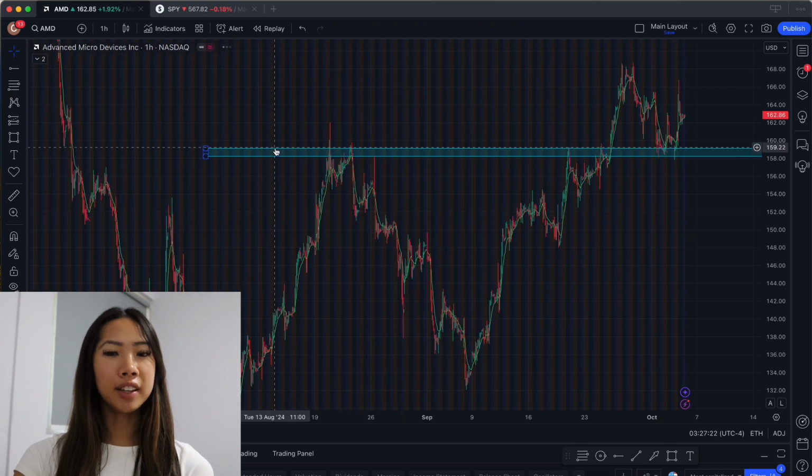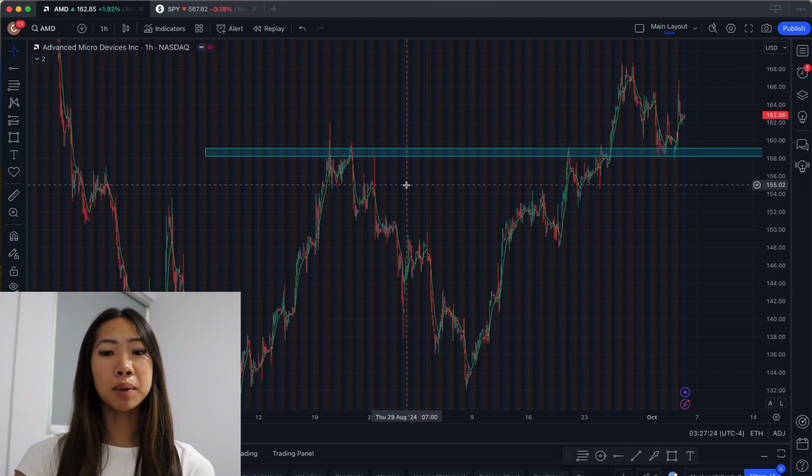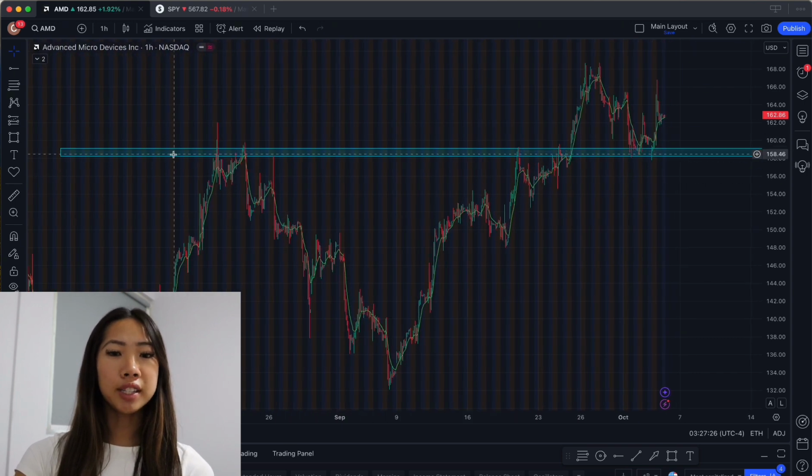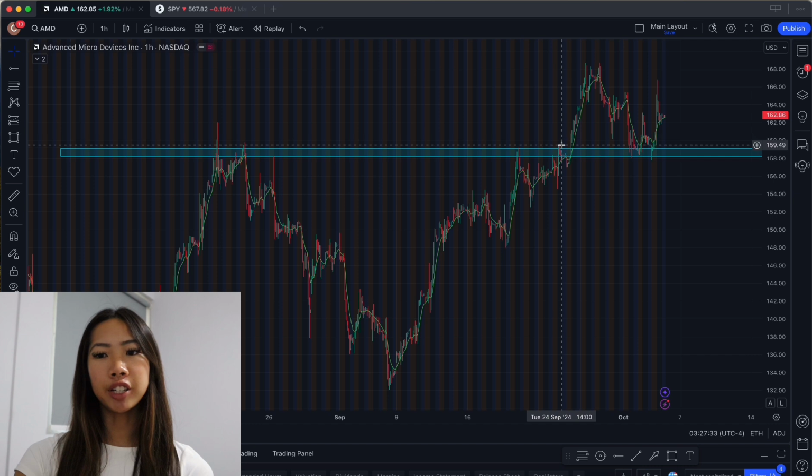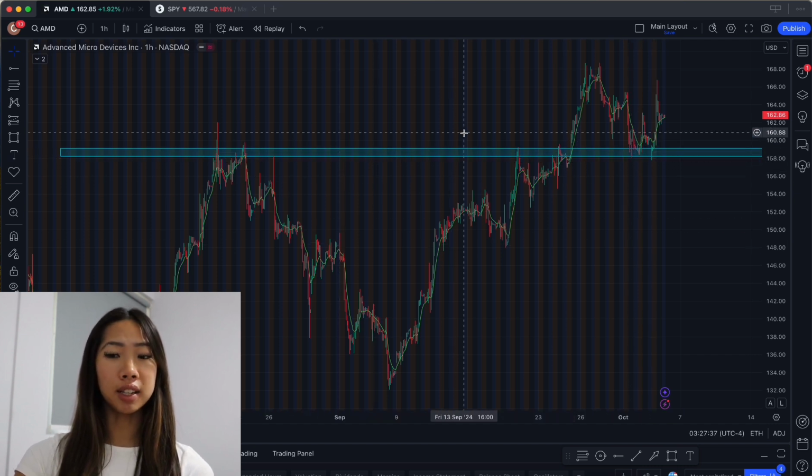Right here, I have this blue zone, which is going to be my support resistance area. You can see that price has rejected it in the past. We have rejections here a couple of times. Then up here we have a rejection, and it came back down again. So this is a very strong support resistance.